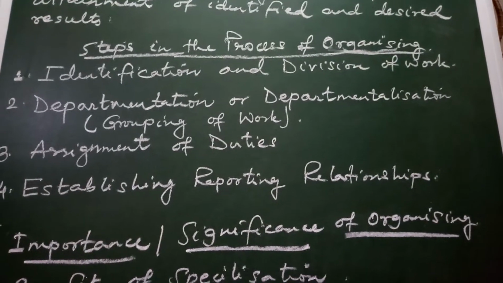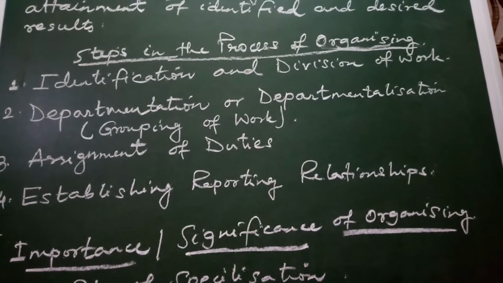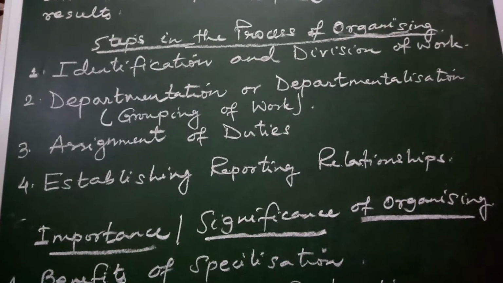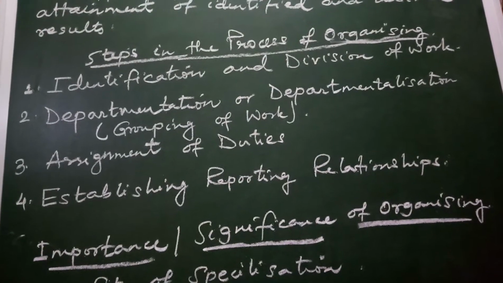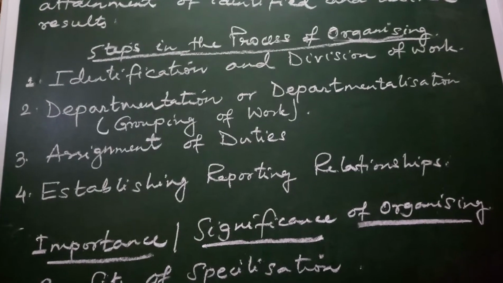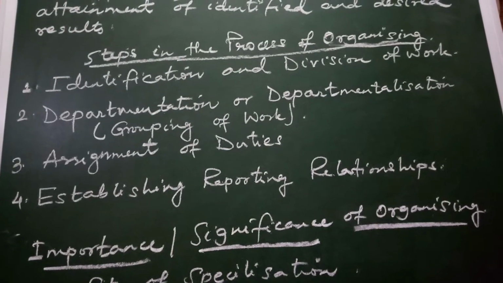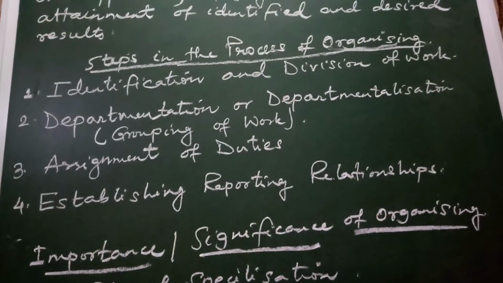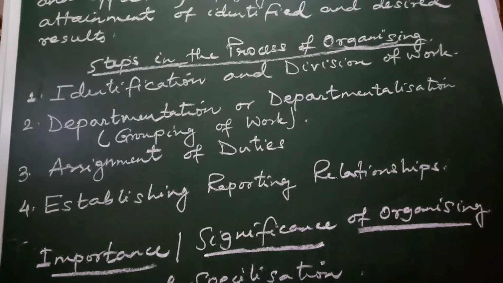Now let us discuss the steps involved in the process of organizing. The process of organizing involves these 4 steps. Number 1 is identification and division of work. Number 2 is departmentalization, that is grouping of the work. Number 3 is the assignment of duties. And number 4 is the establishment of a reporting relationship.